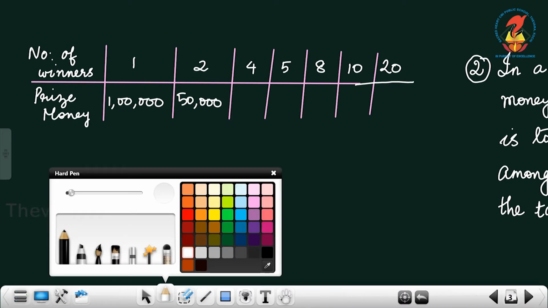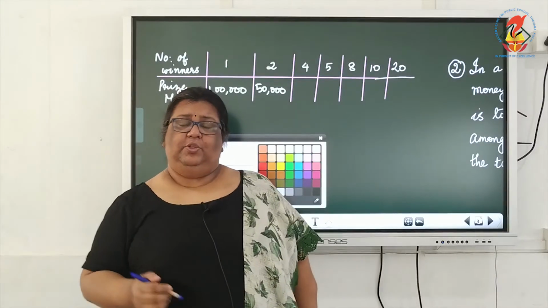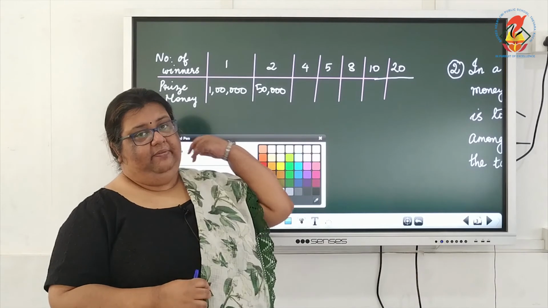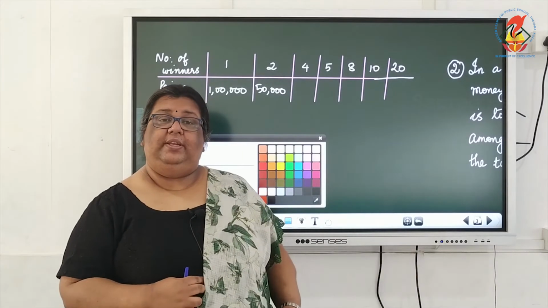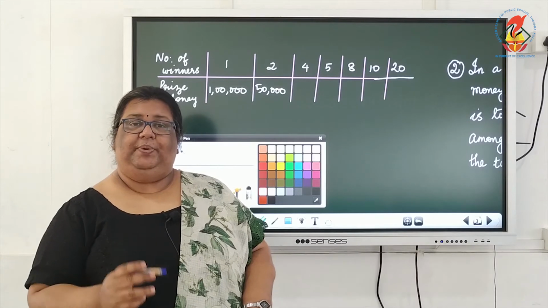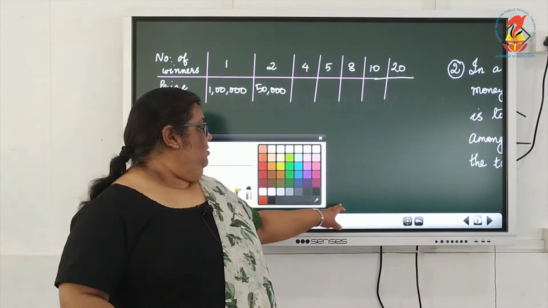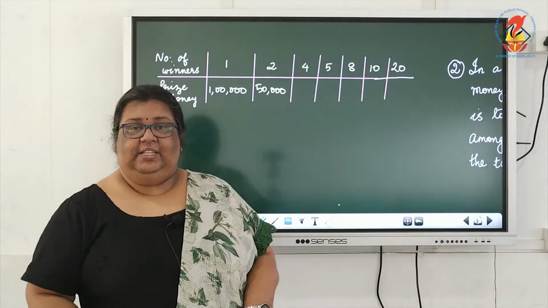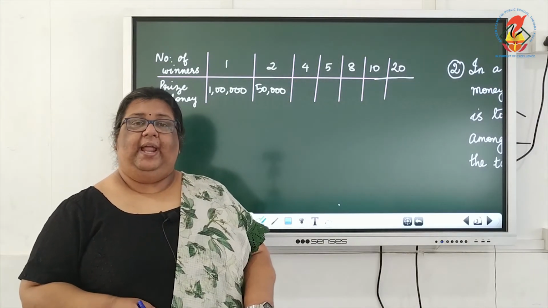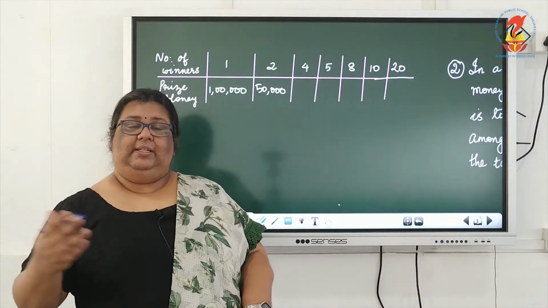Now children, think, prize money is 1 lakh. If there is only one winner, then the full amount will go to the one winner. If there are 2 winners, prize money will be equally divided. So each person will get 50,000 each. If there are 3 winners, 1 lakh should be divided among 3 people.